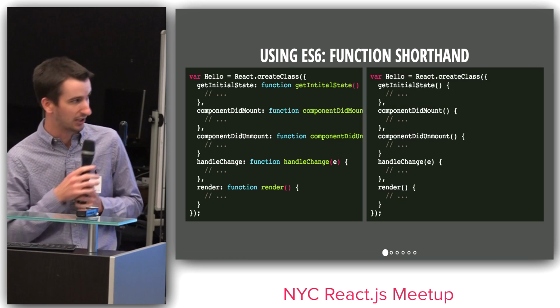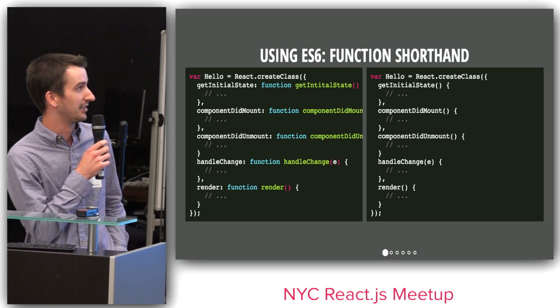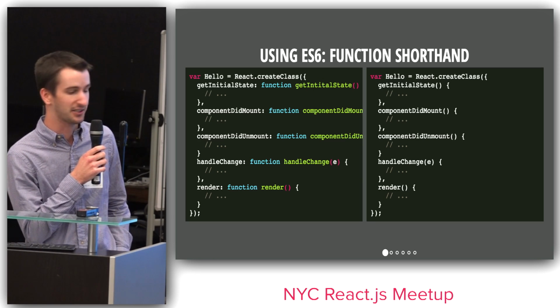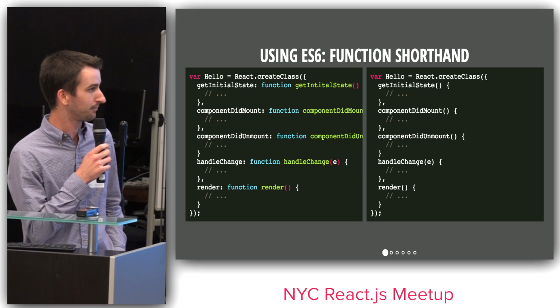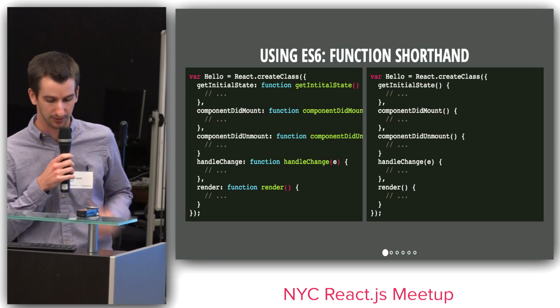In ES6, you can cut out a lot of the cruft there. You can remove the second name. You can also remove the function keyword, and it's much shorter. This comes to you with Babel. It will basically transpile the code on the right to the code on the left, which is really nice.